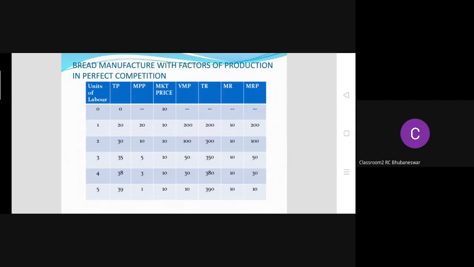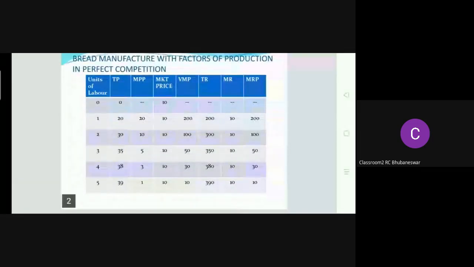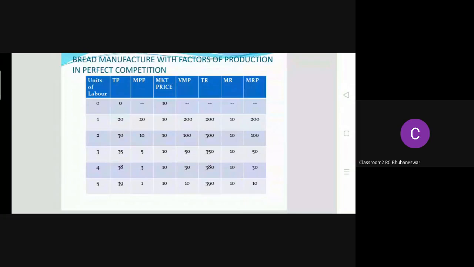And value of marginal product is equal to price of output into marginal physical product. Here price of output is 10 rupees and MPP is 20. Here also value of marginal product is 200. This is the table of perfect competition. But as you know, in perfect competition average revenue is equal to marginal revenue, so marginal revenue is equal to price, or average revenue.